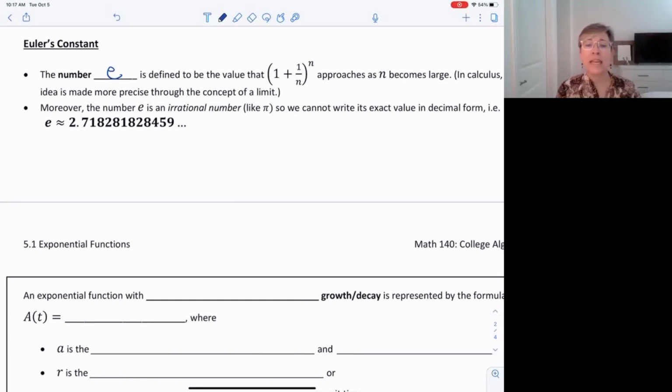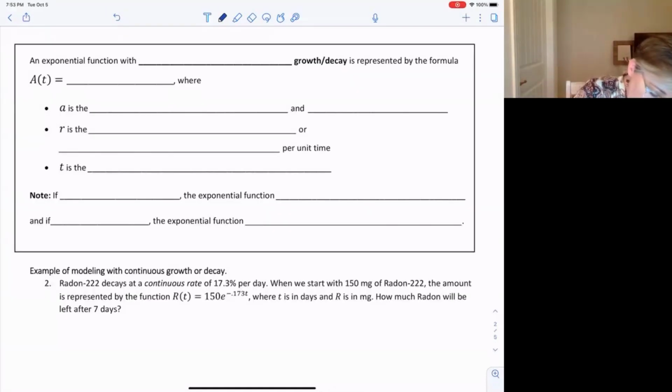Basically, the number e is an irrational number like pi. We cannot write it in its exact form. Decimal form gives us approximately this value here. And e, that number is on your calculator, just like pi. So when we have an exponential function with continuous growth or decay, it is represented by the formula A of t equals a times e to the rt.